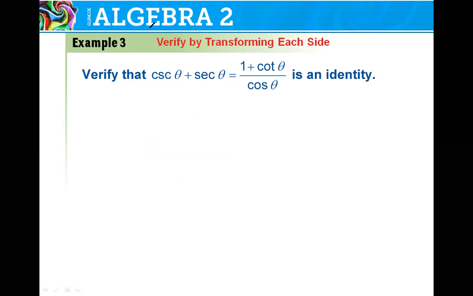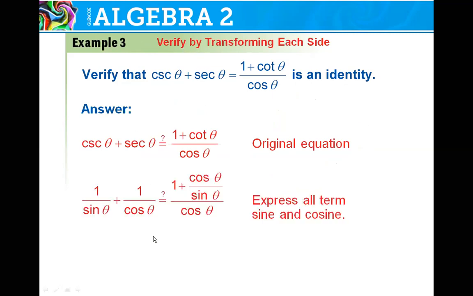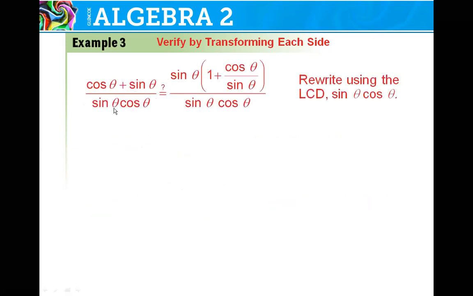So our answer will be written like this. We have here our original equation. The first step, we changed cosec into 1 over sine and sec into 1 over cosine. So 1 over sine plus 1 over cosine equals the same on the other side. And then after that, we make a common denominator and get cosine plus sine over sine times cosine equals sine up and sine down, as we multiply the right hand side by sine theta up and down.